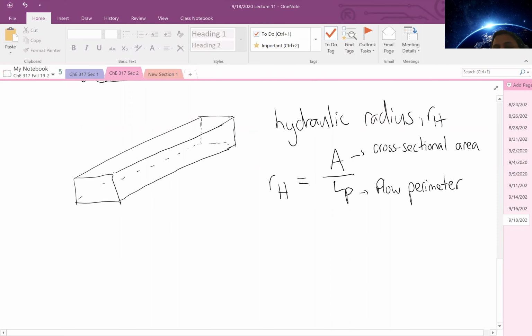And with the hydraulic radius, we can calculate the effective diameter by 4 times R sub h. Which you would find if we use this approach for flow through a circular pipe, the effective diameter would be simply the diameter. Or we can also write it 4 times A over L sub P.